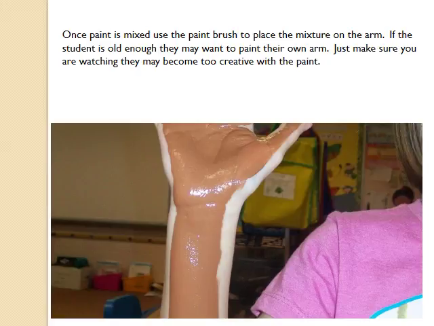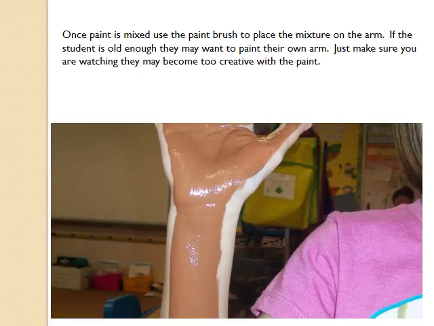And once your paint is mixed together, you can brush the paint on their arm. And for the students that don't really want to have paint on their arm, that's perfectly okay too. They can use what they mixed and just put it right on the paper and make their own tree.